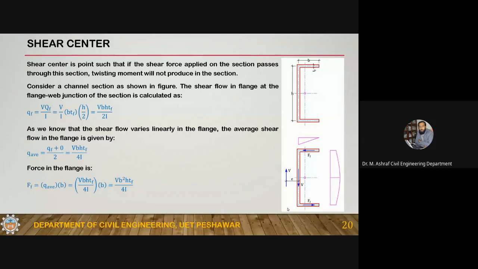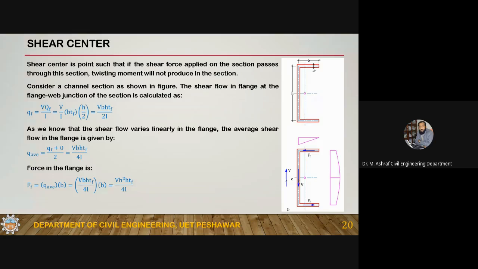It is a point, and what is the source of twisting? We'll talk about this in detail, but you will have to apply your shear force so that it passes through the shear center, not through the centroid of the cross section. If it passes through the shear center, the section will not twist. It will just bend, shear forces will be induced, but there will be no twisting moment induced in the section.